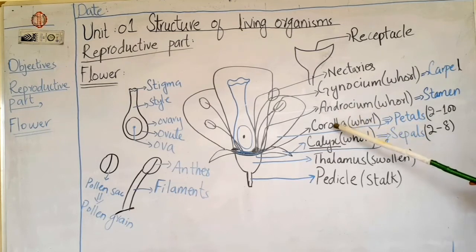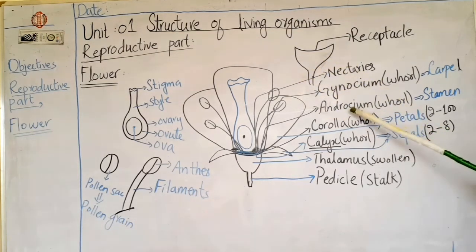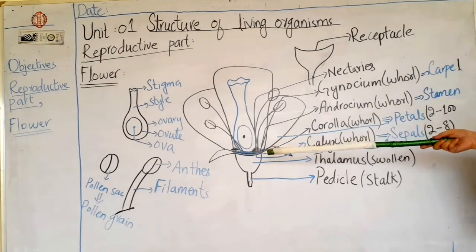The third line, or the third word, is known as Androsium. This Androsium is present after corolla. The Androsium is actually the male part of the flower. Androsium is the third line, the third word, which consists of stamen. Stamen is the male part. We will discuss the stamen in detail on that side.